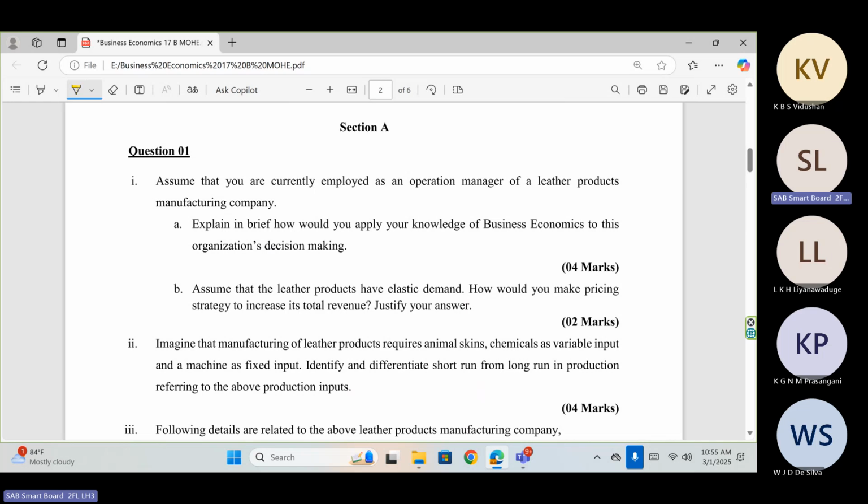Then pricing. When pricing a product, as the operation manager, when deciding the price of the product, the price should be higher than its average variable cost. That's it.